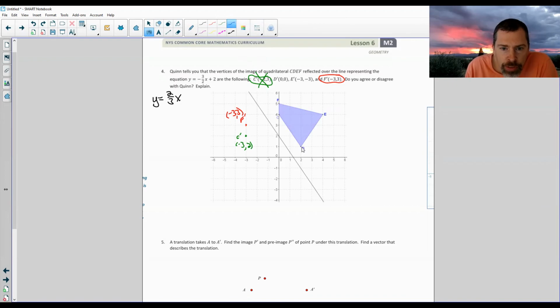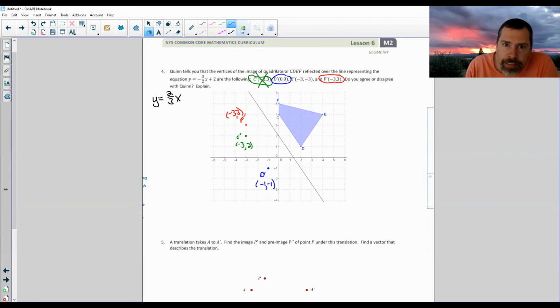D is at (2, 1). I need to go down 2, left 3, down 2, left 1, 2, 3, and that would put me here at the point D prime, which is the ordered pair (-1, -1). And D prime is at the origin (0, 0). So that's obviously not in the right location.